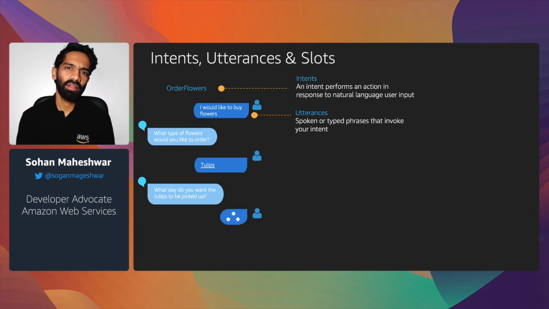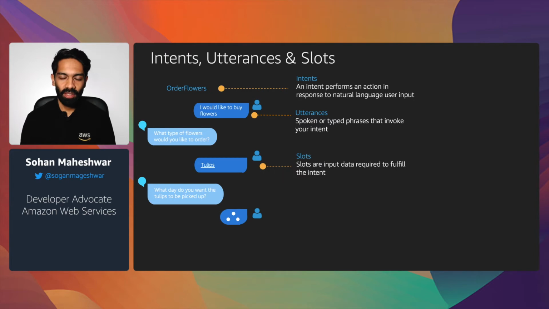You'll see here that the chatbot is actually asking for certain pieces of information. I've underlined tulips there. Tulip is the type of flower. A user could say something like rose or lily. And similarly, the bot is also asking for the day and the time at which they want the flowers to be delivered. These pieces of information are called slots. Think of slots as variables within an utterance, any piece of data that can change from user to user within an utterance.